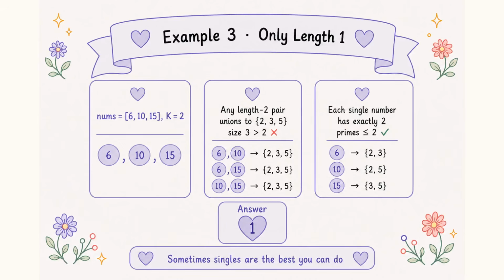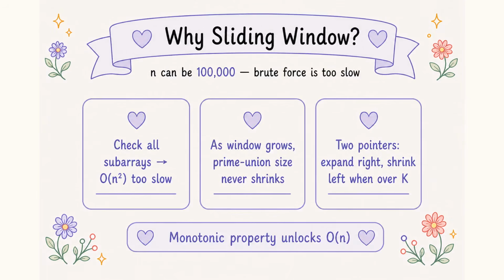Example 3. Nums equals 6, 10, 15, and k equals 2. Any pair of length 2 unions to 2, 3, and 5, which has size 3, too big. But each single number has exactly 2 distinct primes, which is allowed. So the longest valid length is 1. Answer is 1.